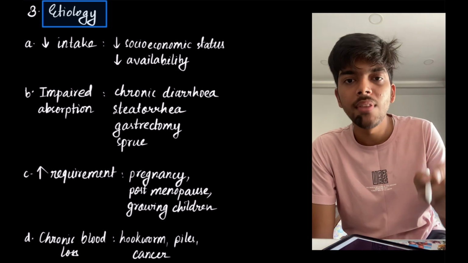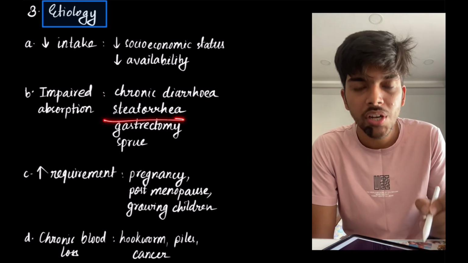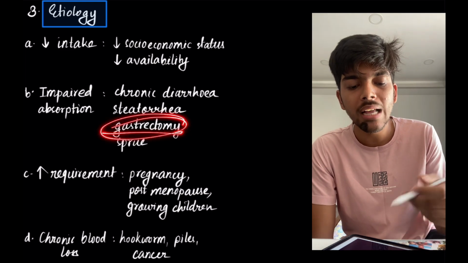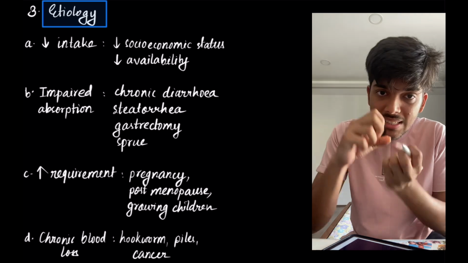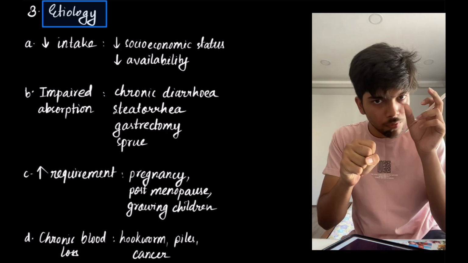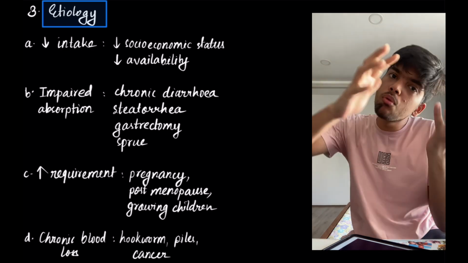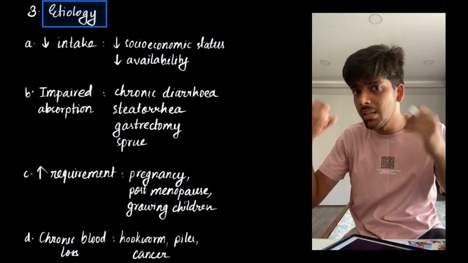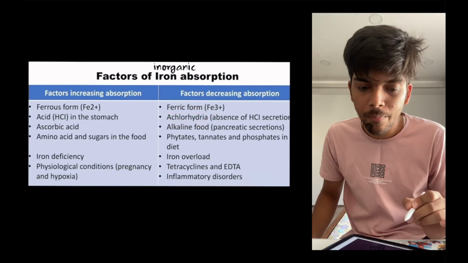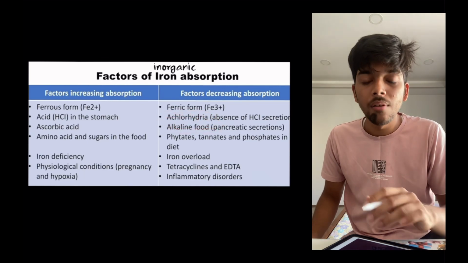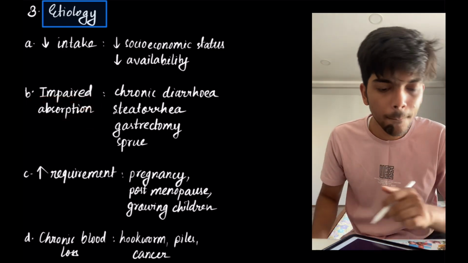Along with that, if there is a problem in the gut itself, for example, chronic diarrhea or steatorrhea or gastrectomy. How does gastrectomy lead to iron deficient anemia? See, so there's your stomach. Stomach contains HCl. HCl is required for the conversion of ferric into ferrous. Ferrous is then absorbed by the gut. If you take out the stomach and throw it away, what will happen? There is no more HCl, so you have achlorhydria. When there is achlorhydria, ferric is not converted to ferrous, absorption does not take place, there is impairment in absorption.